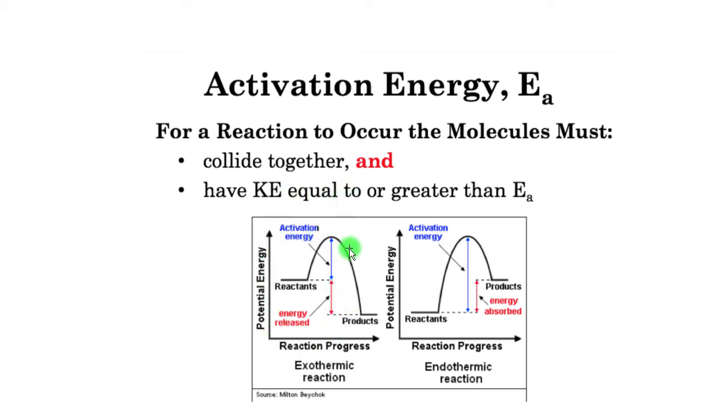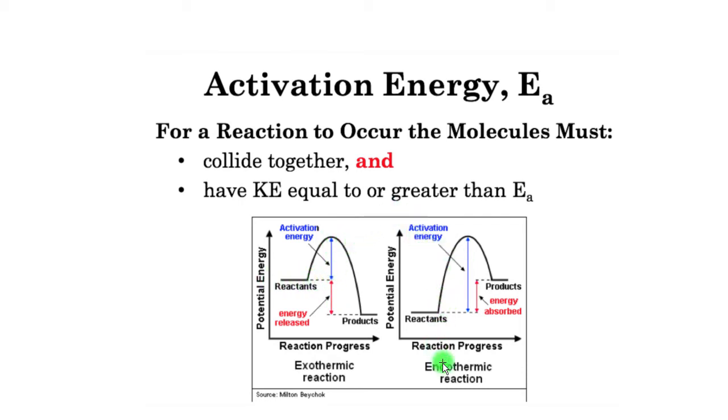And here are two ways you're going to see these energy profile diagrams. One is that the reactants are higher than the products. In this case, since there's less energy in the products, where did that energy go? Well, it's the energy that's released. This would be considered an exothermic reaction. Activation energy is always from the reactants to the top of the hill.